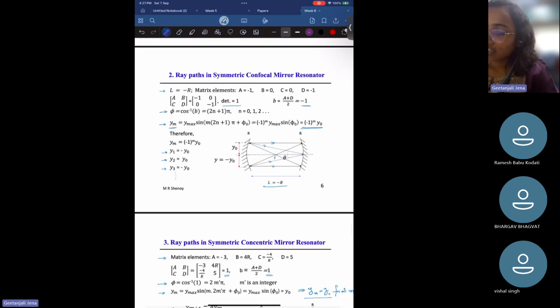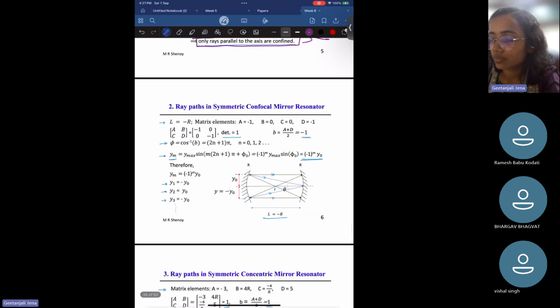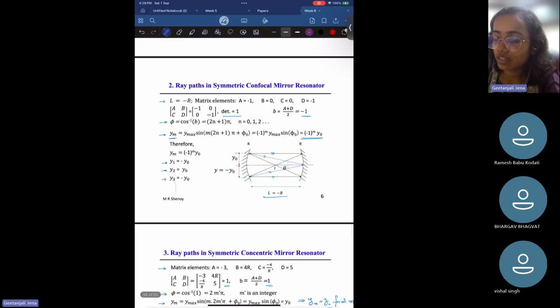And next is the symmetric confocal mirror resonator. We have seen that in the plane mirror resonator only the ray path parallel to the mirror axis is confined. For the confocal mirror resonator, we already saw the ray paths in the live session last week. Now we will derive the ray paths numerically.